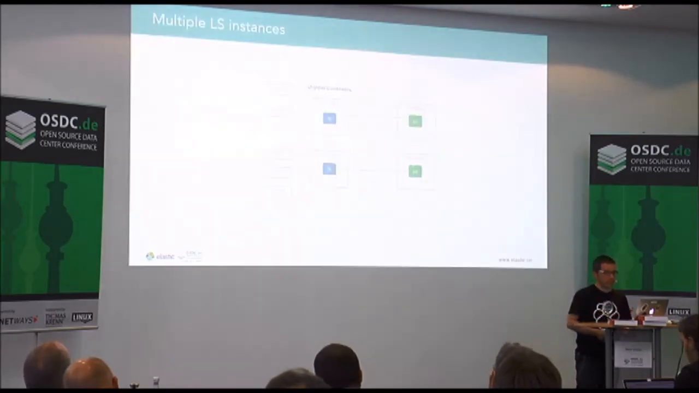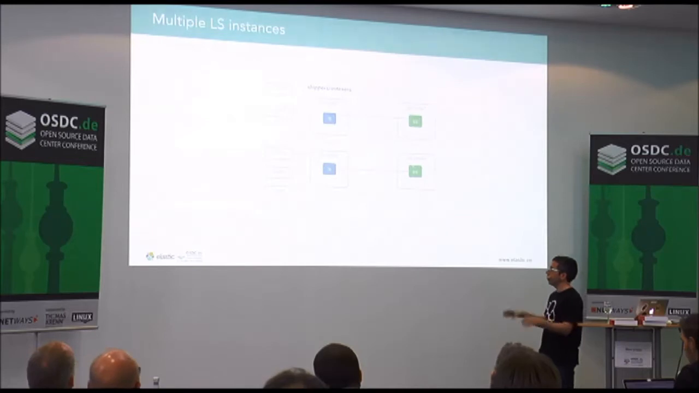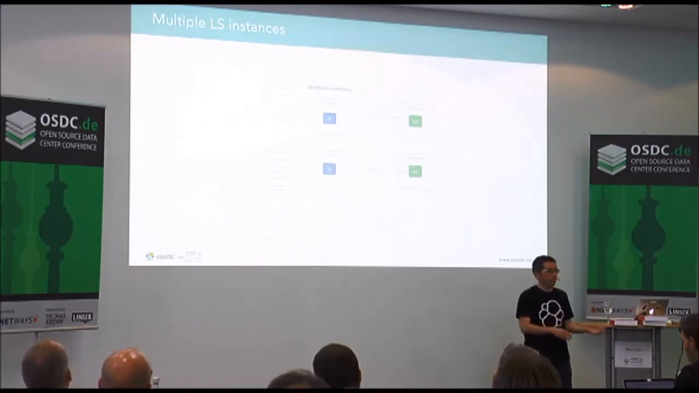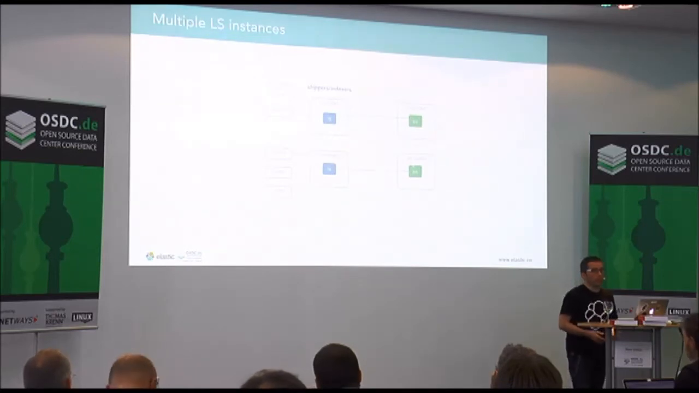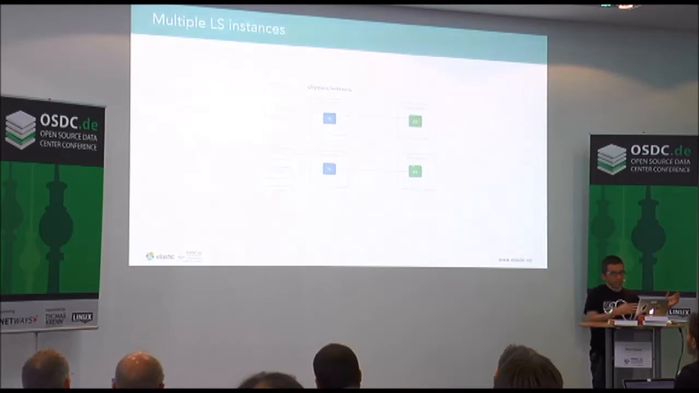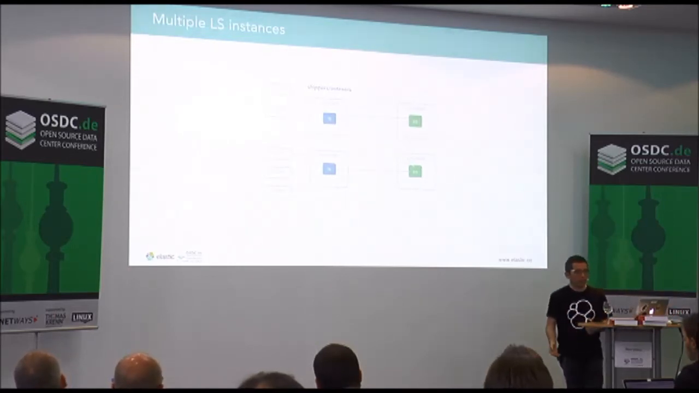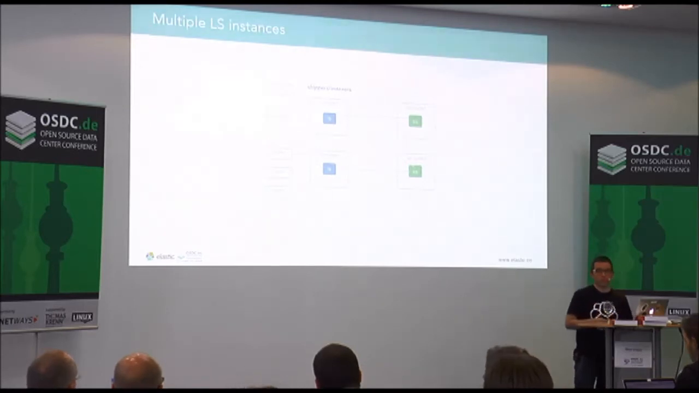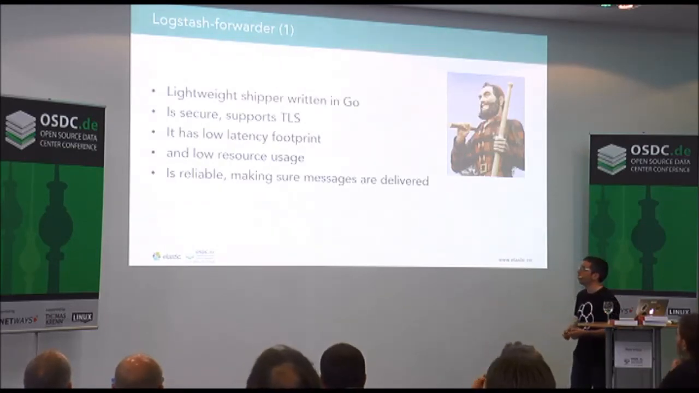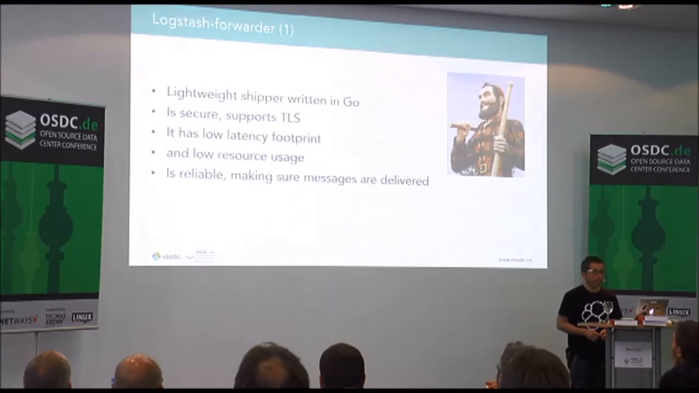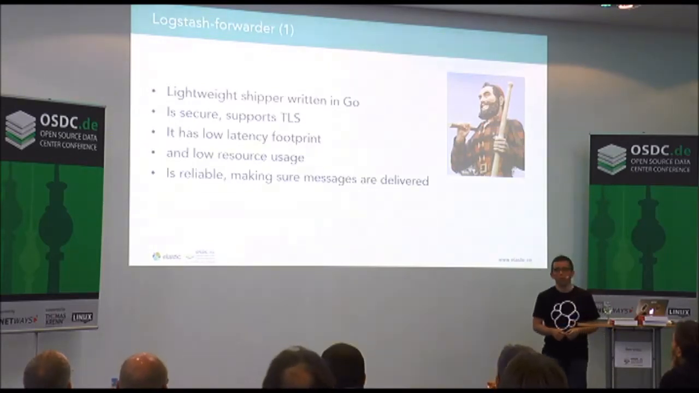These lightweight shippers basically help you transfer data from one place to another place. There are a few of them, and they basically help you to send data from one small box to another destination, which sometimes can also be another Logstash. The first one of them is Logstash Forwarder. This is the former Lumberjack. How many of you here use Logstash Forwarder?